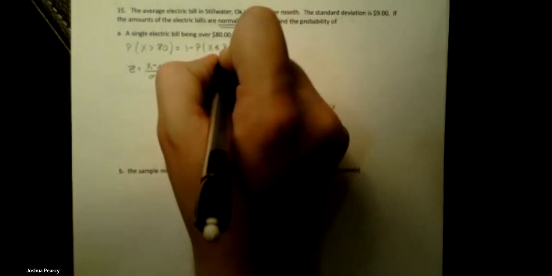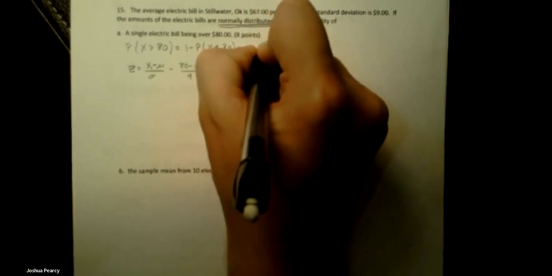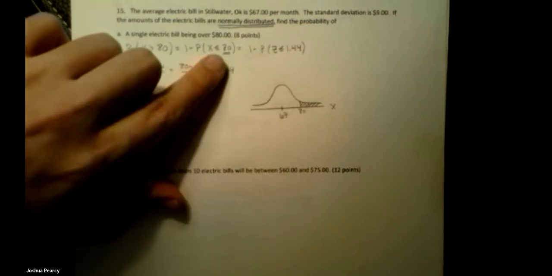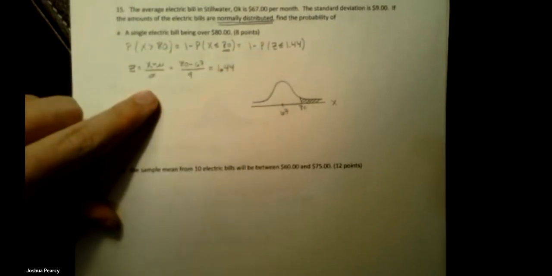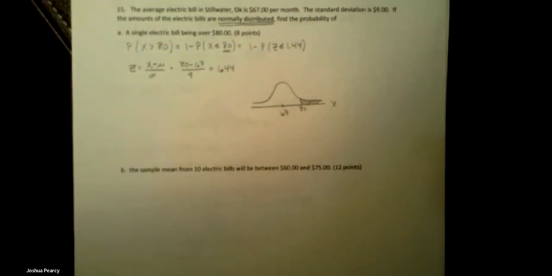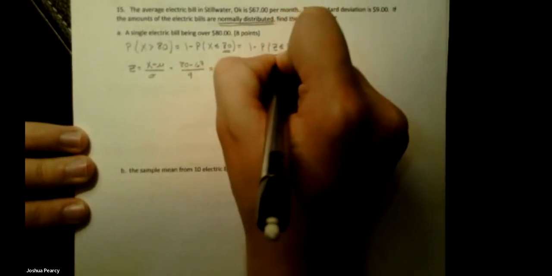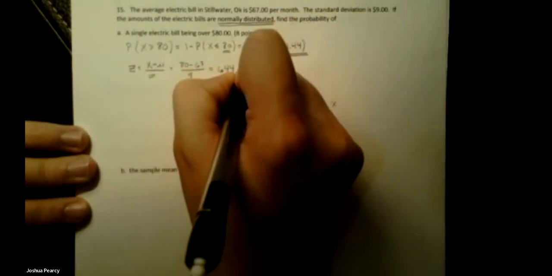So the probability of X being less than or equal to 80 is the same as the probability of getting a z-score less than or equal to 1.44. Do you get why that is? I just transformed this data value of 80 into a z-score using the z-score formula. Then you can find this area in the standard normal table.